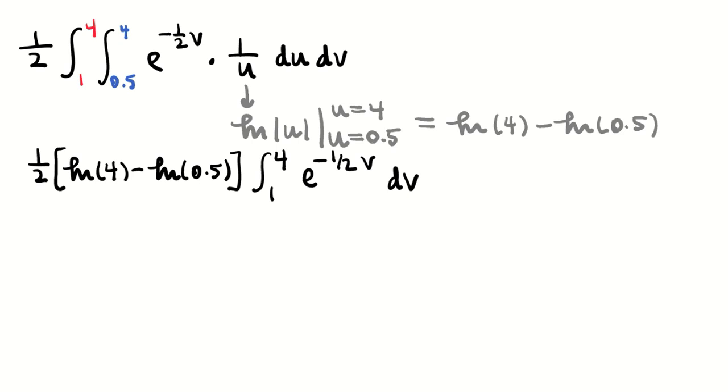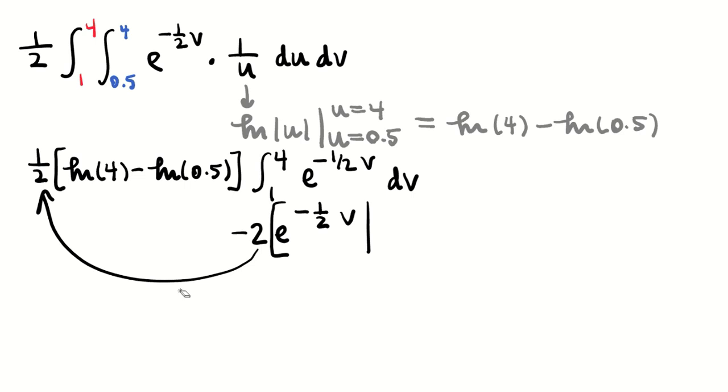times the integral from 1 to 4 of e to the negative 1/2 v dv. Now when I anti-differentiate e to the negative half of v, I'm going to get e to the negative half of v, but I'm going to need to also divide by negative half to prepare for the chain rule. Maybe I throw in the negative 2 later, or maybe I work on that level.